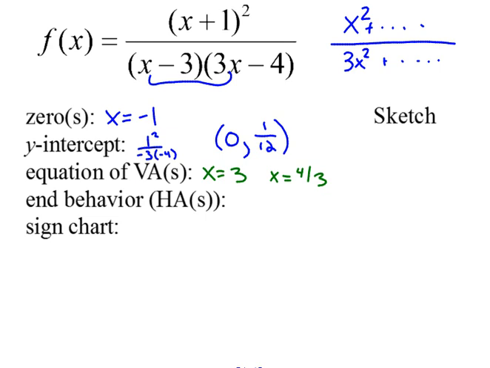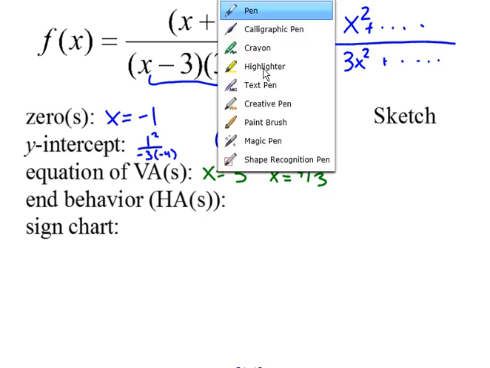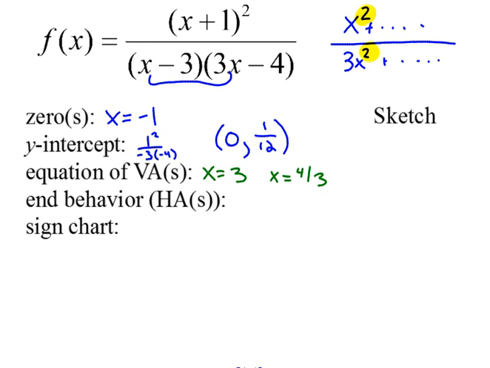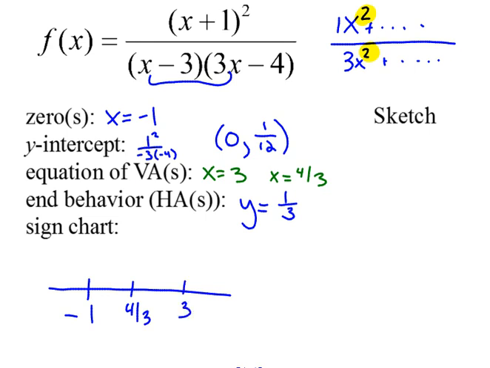All right, and then you can see the degree on top is the same as the degree on bottom. So therefore, we take the leading coefficient of the numerator, which is 1, and divide it by the leading coefficient of the denominator, which is 3. So our end behavior is going to approach the line y equals 1/3. On our sign chart, we should put our zeros and our asymptotes. So negative 1 and 4/3, which is a little over 1, right? And 3.